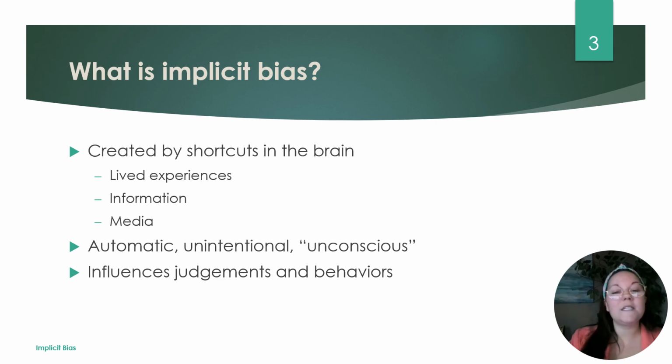The important thing to remember about our implicit biases is that they're automatic and they're unintentional. So when they happen, we don't necessarily realize that we're being influenced by our past experiences. You may often hear implicit bias referred to as unconscious bias, and that's because it is happening unconsciously.